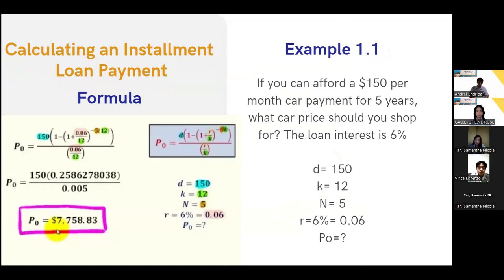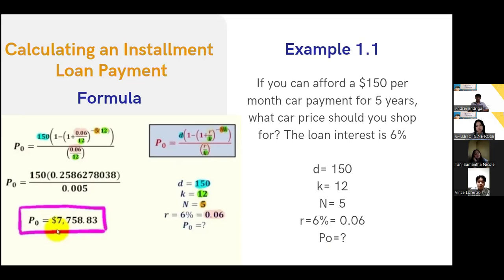Calculating an installment loan payment. For the formula here, P0 is the loan amount and the beginning balance or the principal. As you can see here on the screen, d refers to the loan payment, the monthly payment or annual payment. And then r is referred to the annual interest rate in decimal form, 5% is equal to 0.05. k is equal to the number of compounding periods in 1 year. n is equal to the length of the loan in years.